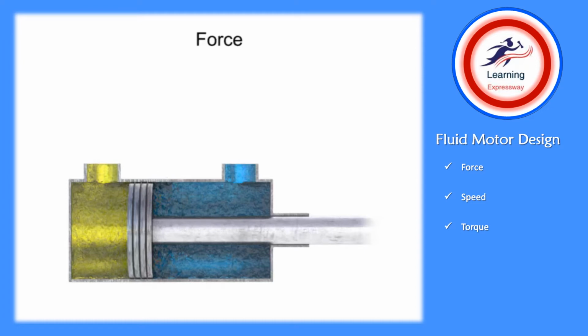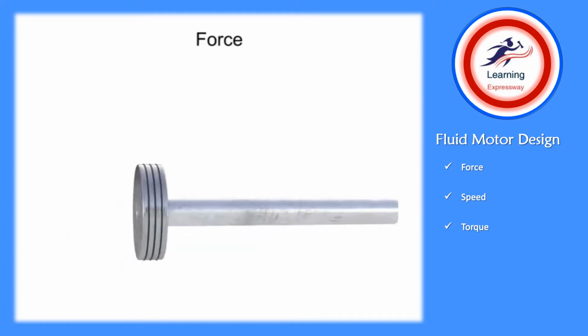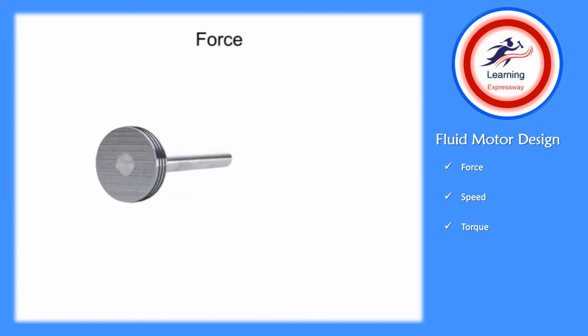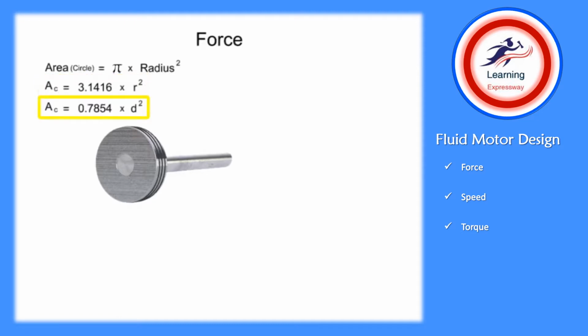For a round piston, the circular area can be determined by a well-known formula. Area equals pi times r squared. However, most cylinder pistons are identified by their diameter. By substituting the appropriate values for pi and diameter, we can simplify this equation to area equals 0.7854 times diameter squared.